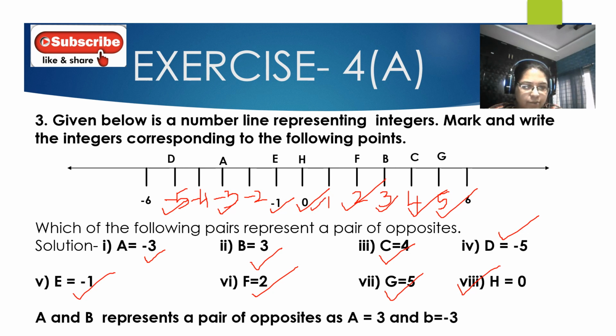Here A and B. A has minus 3 and B has 3 value. So A and B are opposite integers. A is minus 3 and minus 3 is the opposite of 3, and 3 is the opposite of minus 3. So A and B represent a pair of opposites. A is equal to minus 3 and B is equal to 3. So the pair of opposite integers are A and B.